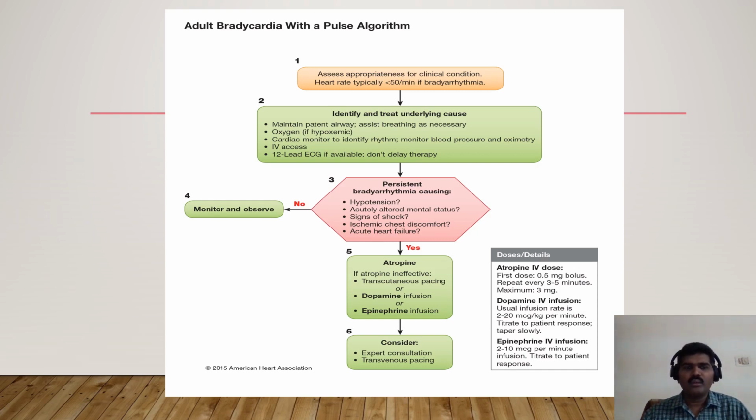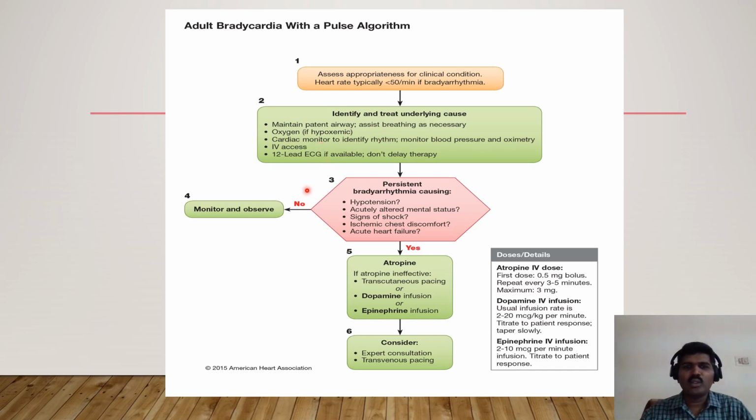So now let us look at how to treat these bradycardias once you know the rhythm. Assess appropriateness for the clinical condition. Heart rate is typically less than 50 per minute if bradyarrhythmia. Identify and treat the underlying cause. Maintain a patent airway. Assist the breathing as necessary.